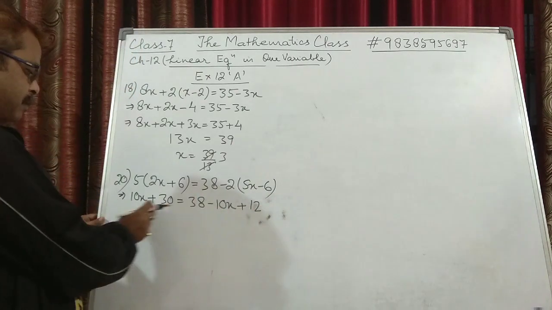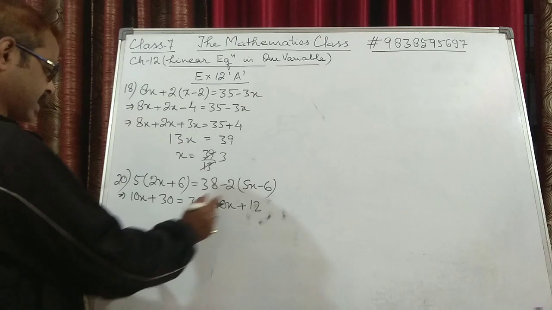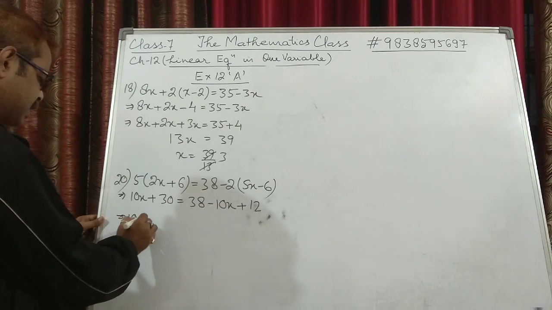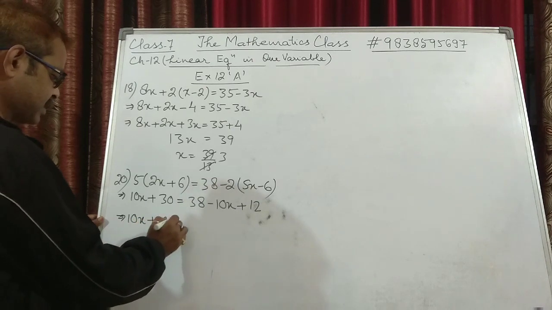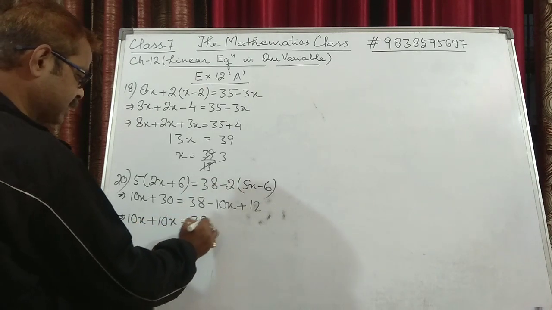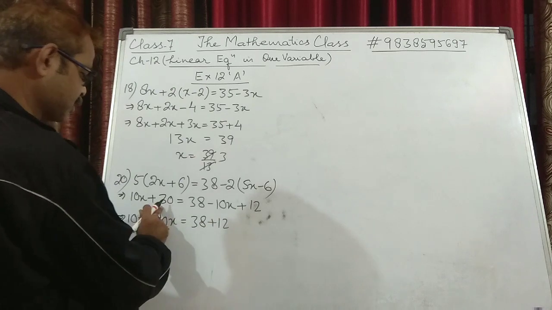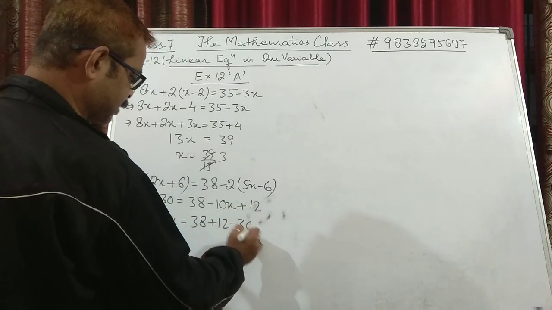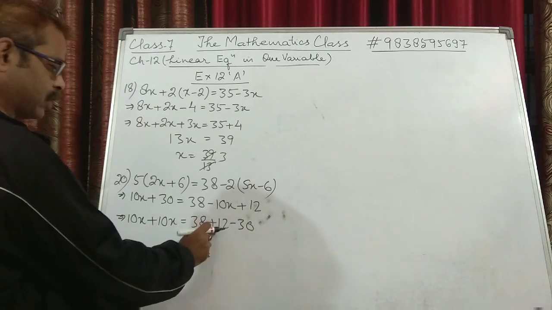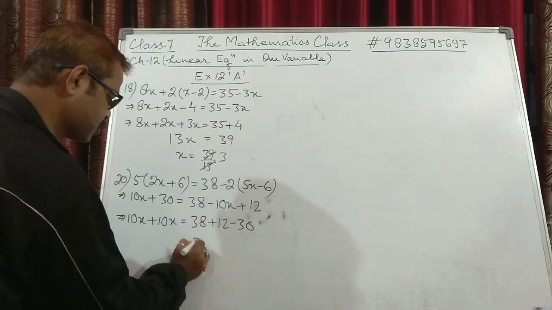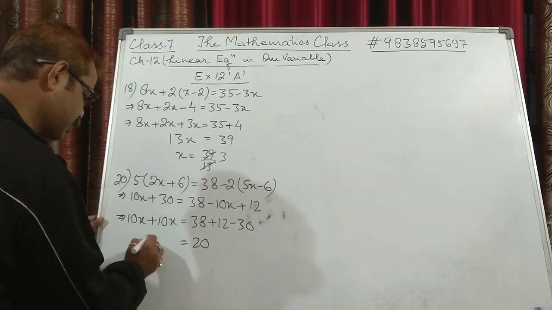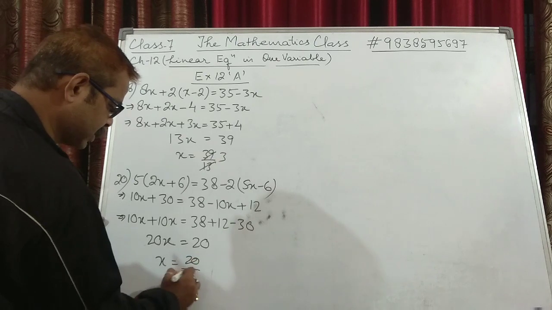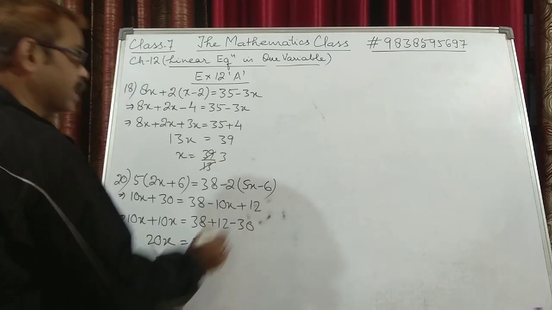All the x, means variables, to one side and all the constants to the other side. So minus 10x comes to the side will become plus. So we can write it as 10x plus 10x is equal to 38 plus 12, and this plus 30 goes to the other side will become minus. So minus 30. So 38 and 12 is 50. 50 minus 30 is 20 and 10 plus 10 is 20. 20x is equal to 20. So x is equal to 20 divided by 20, that is 1.